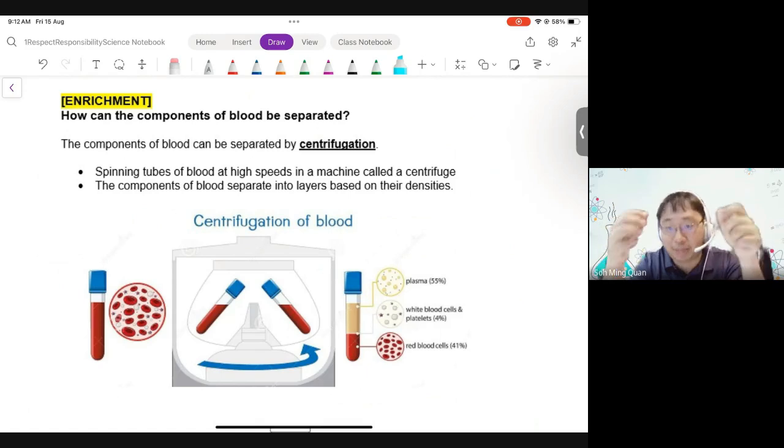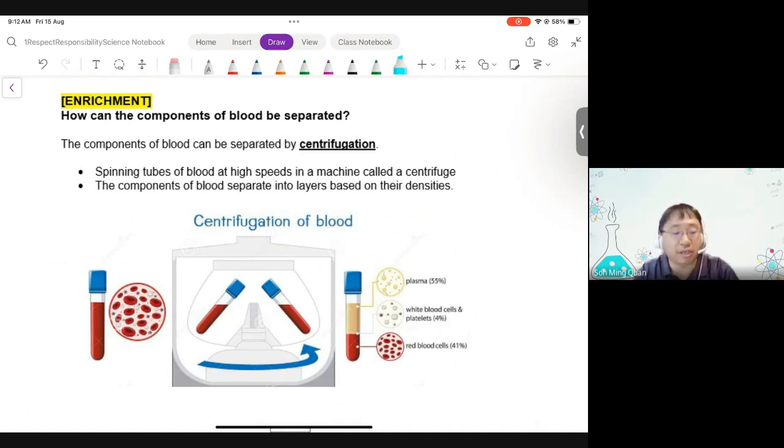You can see this is the blood test tube, right? So you put the blood into test tubes and then you spin them at high speed in a machine called a centrifuge. Now, when you spin the blood or any mixture at high speeds, it tends to separate into layers based on density.